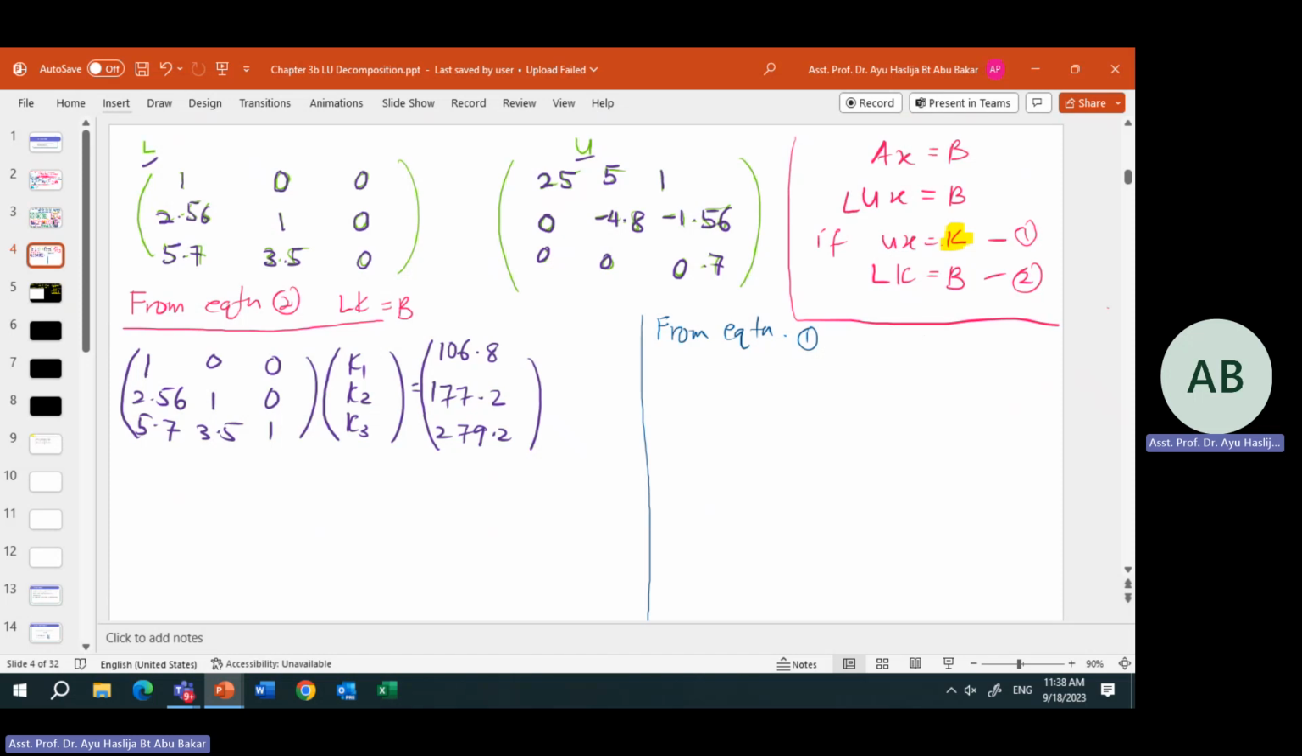Why do we proceed with equation 2 first? Because equation 2 has only one unknown, which is the K. Now find out what those K's are. From the first row, we can form the equation where K1 equals 106.8. So from here, you can calculate your K1 equals 106.8. This is your K1.